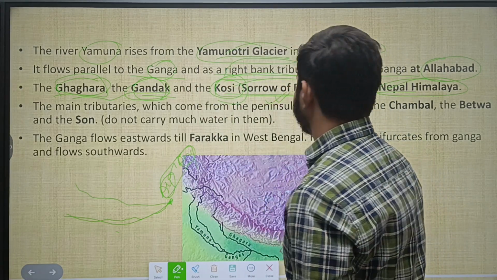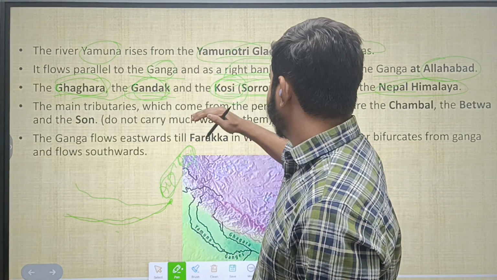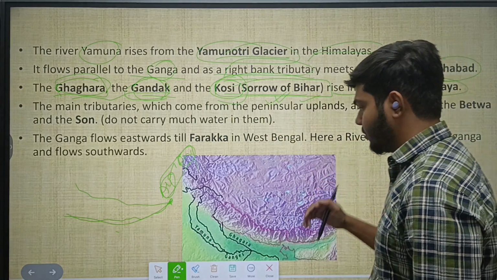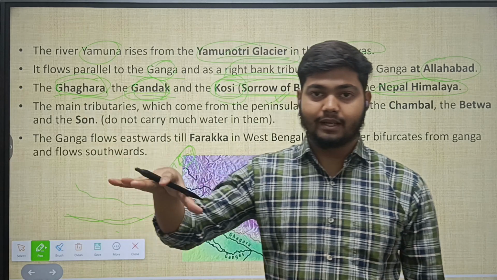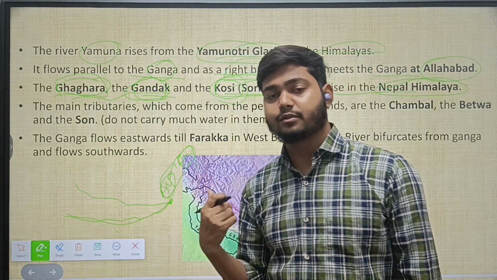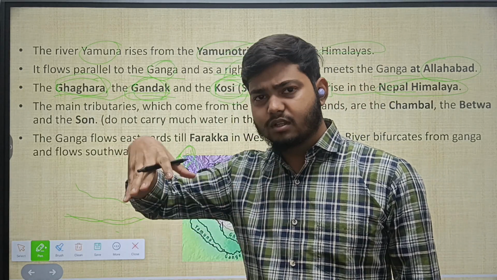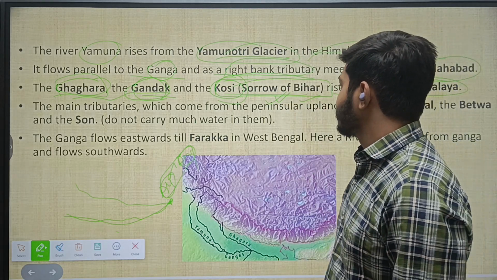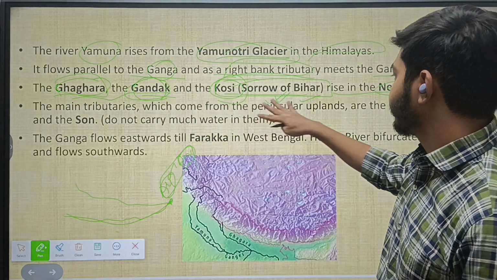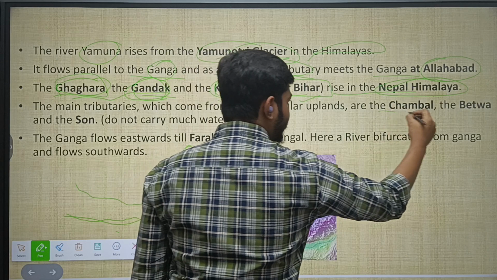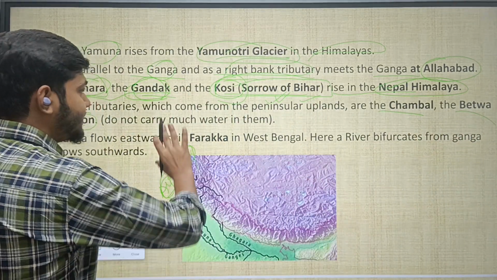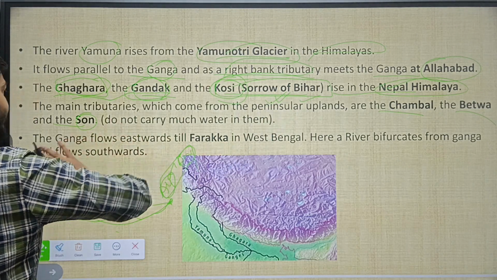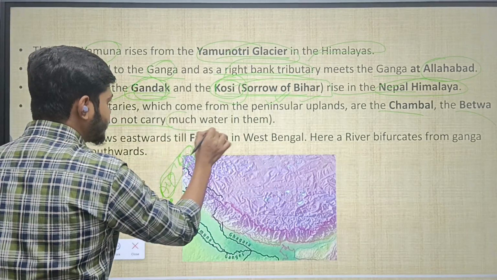Okay. The main tributaries which come from the peninsular uplands. We have seen the tributaries originating from Himalayas. Now we will look at those tributaries which are originating from peninsular uplands. So the main tributaries which come from peninsular uplands are Chambal, Betwa, and the Son. And these three rivers, Chambal, Betwa, and Son, do not carry much water.